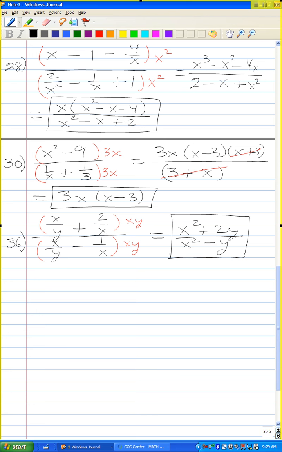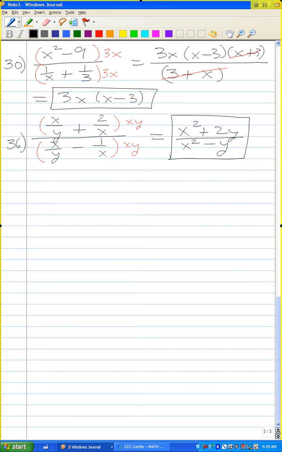Let me do problem number 42. 4 minus 2 over t plus 7 divided by 5 plus 9 over t plus 7. And so I'm going to multiply and divide by, in this case, at least there's only one denominator, t plus 7. So I'll just multiply and divide by t plus 7.